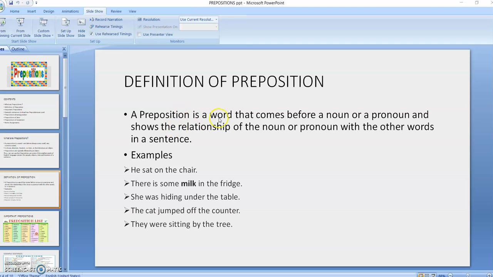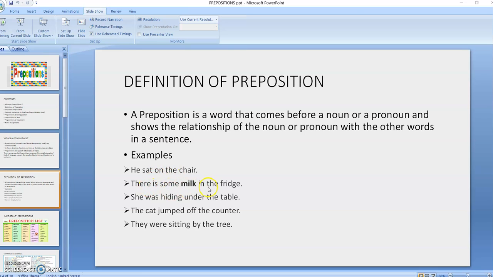Let us see the formal definition of prepositions. A preposition is a word that comes before a noun or a pronoun and shows a relationship of the noun or pronoun with the other words in a sentence. Doesn't it look very typical and complicated? Yes, it does. But once you try to understand it by means of the examples given here, you will not have any problem. He sat on the chair. On is the preposition which is telling you that he sat on the chair. Not under it, not behind it, but on it.